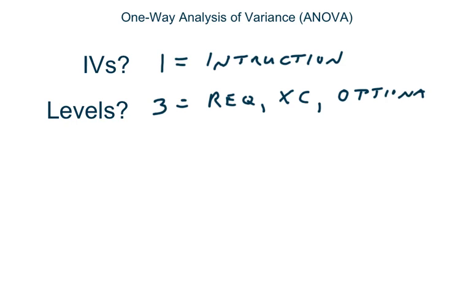So don't confuse the levels of the independent variable with the independent variable itself. The independent variable is like the umbrella term. What is varying from one group to the next? Well, the instructions given are varying. And how many different variations were there? There were 3. So the variable is the instructions, and the levels are the number of different types of instructions given.